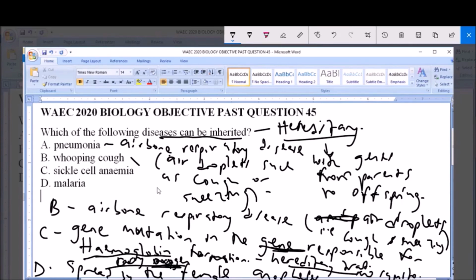Now you can see that options A, B and D are communicable diseases, but option C, sickle cell anemia, is a genetic disease that is transmitted from parents to offspring because it is present in the genes. So it is a hereditary trait, so it can be inherited. So option C, sickle cell anemia, is the correct answer to this question.